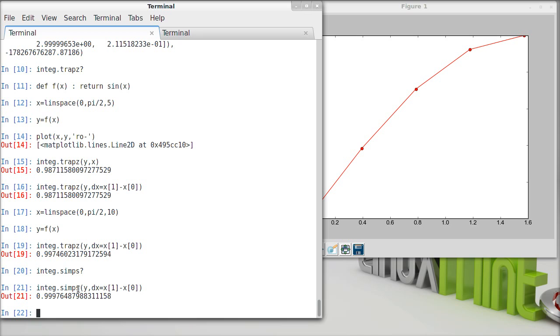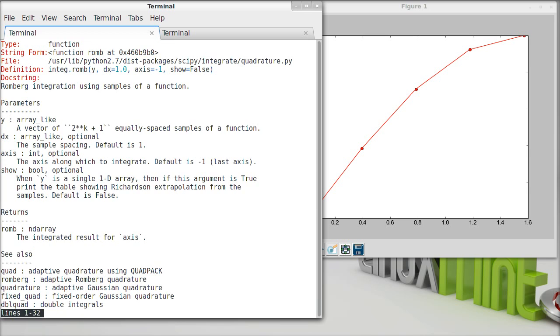Okay, so once again, we could continue on doing this with more points and whatnot to be sure that it's converging. Of course, there's other routines. There's the Romberg integration, and so here it talks about the Romberg integration, using samples of some function. Now the calling's a little different. We feed it y and dx. Now the points have to be equally spaced. Okay, we don't have the option like we did in the composite trapezoid and Simpson's rules.